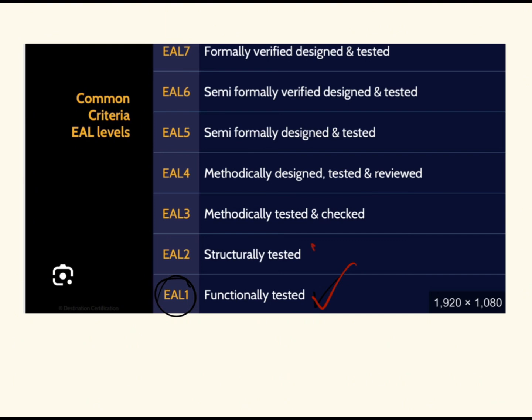The second thing is structurally tested. Structurally tested is small business firewall, entry level VPN appliances. So we can review basic architecture, some design documentation, repeatable tests. So we trust it more than EAL1, but not for critical systems. So it is structurally tested, right? It is for enterprise users.